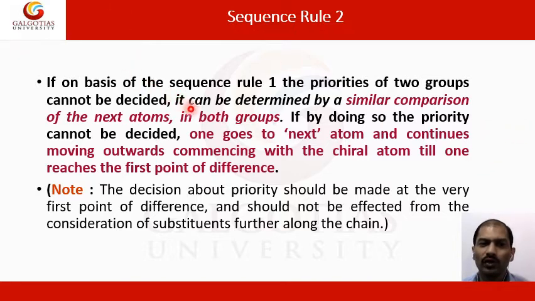If on the basis of the sequence rule the priority of two groups cannot be decided, it can be determined by a similar comparison of the next atom in both groups. If by doing so the priority still cannot be decided, one goes to the next atom and continues moving outwards, commencing with the chiral atom, till one reaches the first point of difference. Here you have to note that the decision about priority should be made at the very first point of difference and should not be affected by consideration of subsequent atoms further along the chain. So these conditions have to be kept in mind.